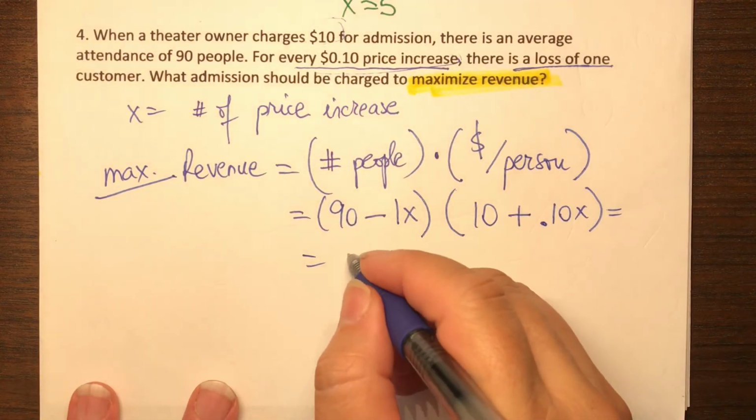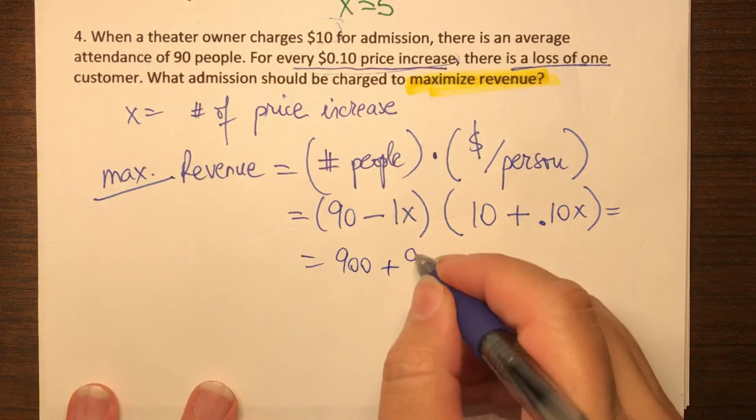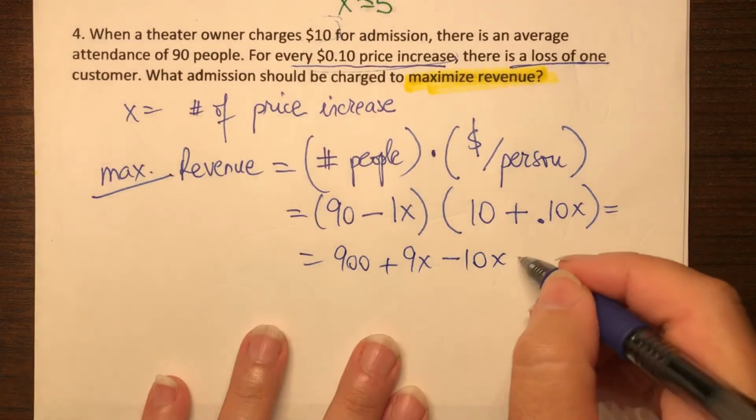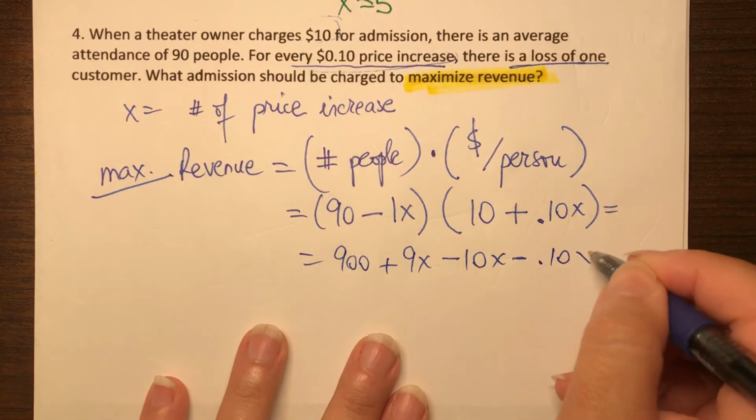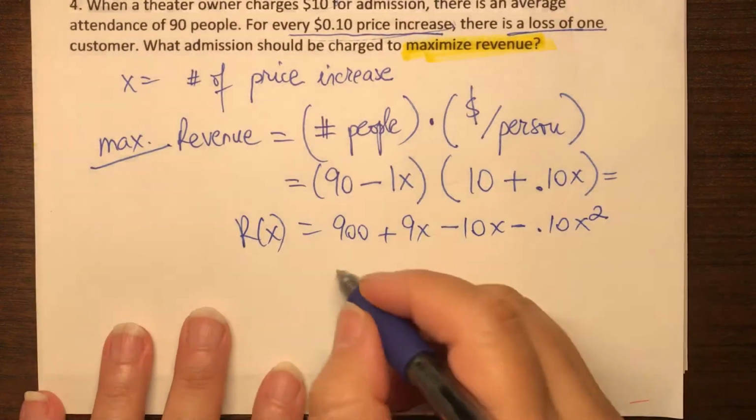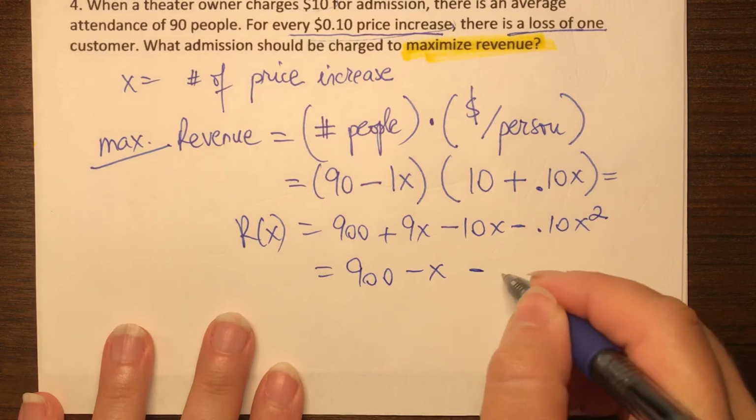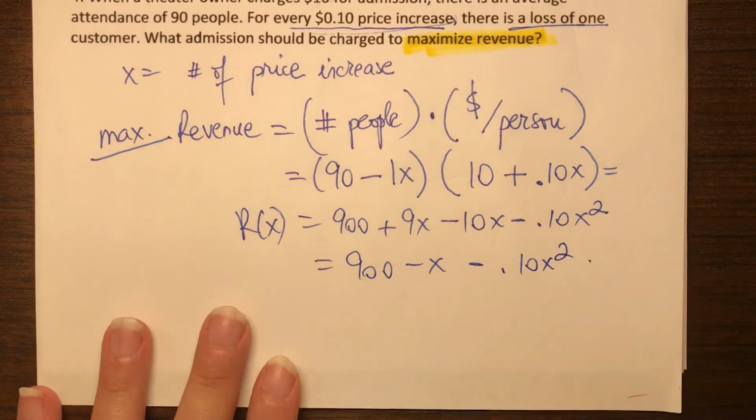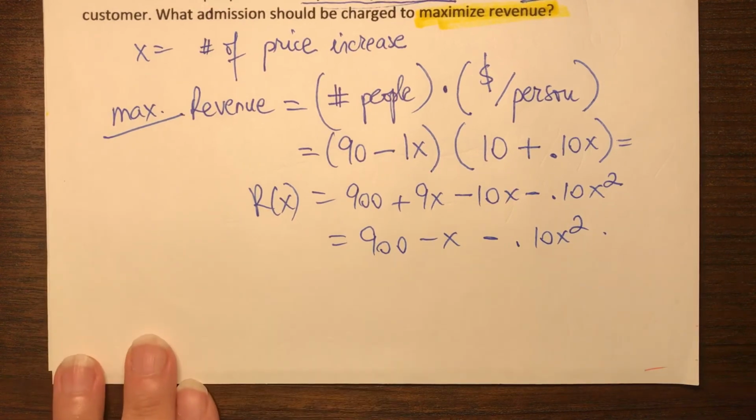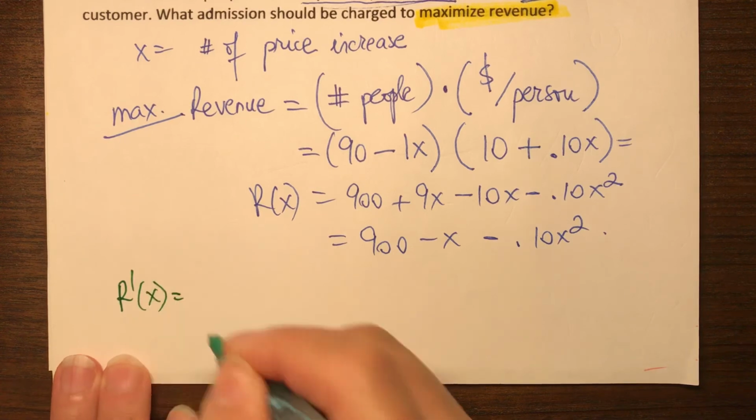90 times 10 is 900 plus 9x minus 10x and minus 0.10x squared. There's your revenue. Okay, combine like terms even. I see what happens this time. Okay, how do you maximize revenue? Again, find the derivative. Set it equal to 0.